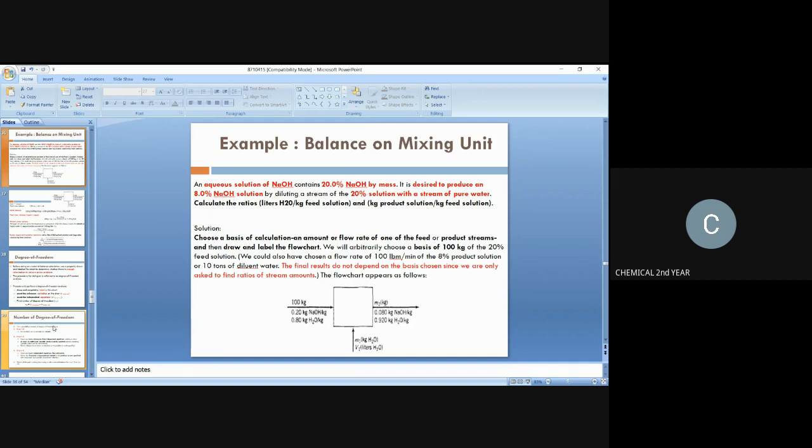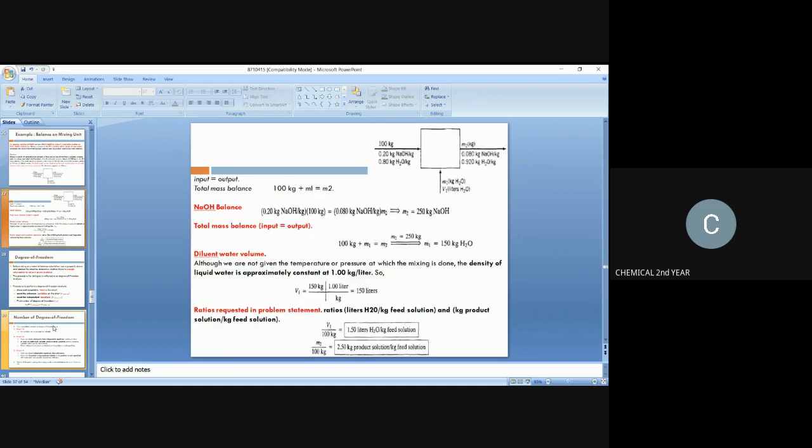The diluent is m1 and V1 in liters. And m2 is our product, which contains 0.08 kg of NaOH per kg and 0.92 kg of water. Thus total input is equal to output. The total mass balance is therefore 100 kg plus m1 is equal to m2. The NaOH balance: input is 0.2 kg NaOH per kg into 100 kg and output is 0.08 kg NaOH per kg into m2. From this you can find m2 is equal to 250 kg.